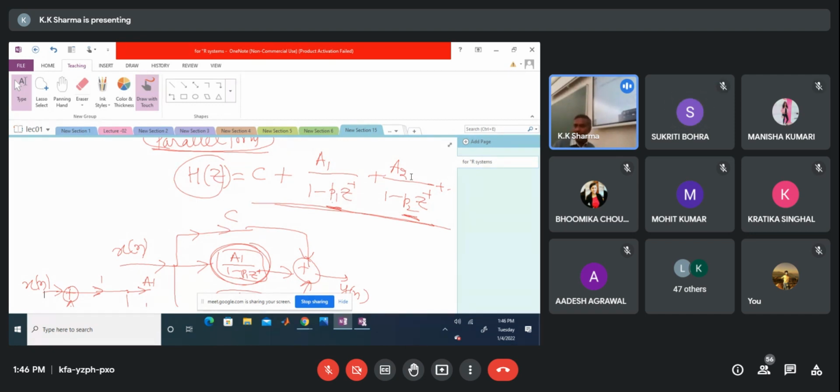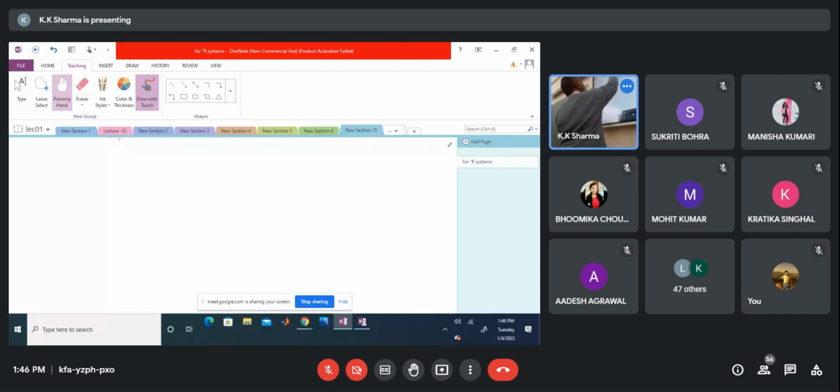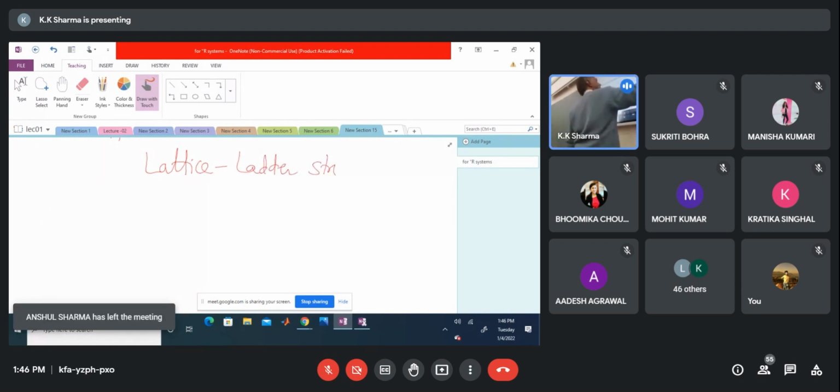Now, what I'm going to teach may not be there in your examination because that is slightly involved. But let me complete the topic. It is very simple for that matter. What we are saying is the ladder implementation of an IIR system.